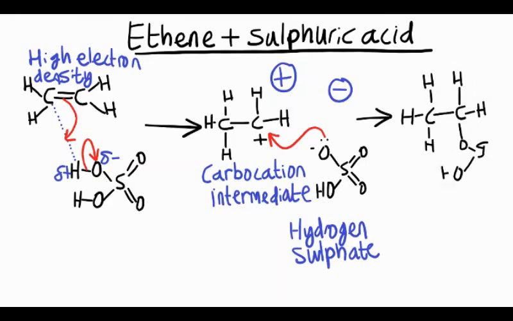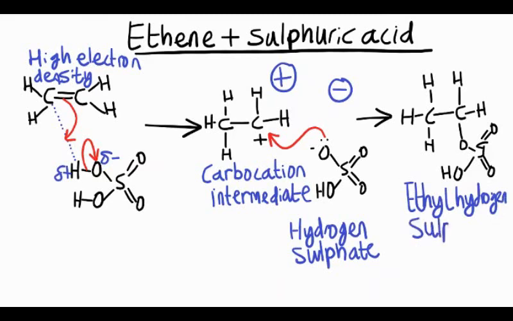Now this reaction is an electrophilic addition reaction. And you can see other electrophilic addition reactions with alkenes too, for example, bromine and hydrogen bromide. Electrophilic addition reactions involve the removal of the carbon-carbon double bonds to make new molecules.